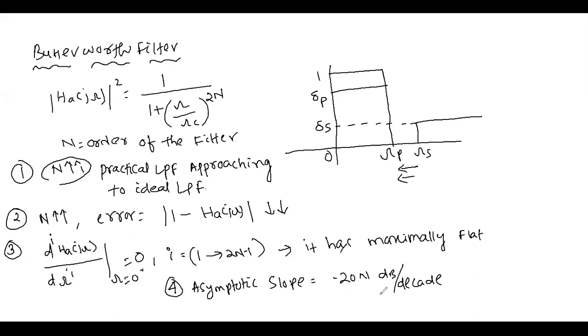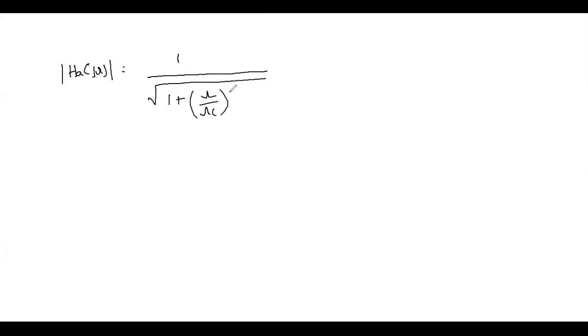Yes or not? Sir, third point once can you explain, sir? Third point, again. See, what is h of j omega? The magnitude of H of j omega is equal to 1 by square root of 1 plus omega by omega c to power 2n.